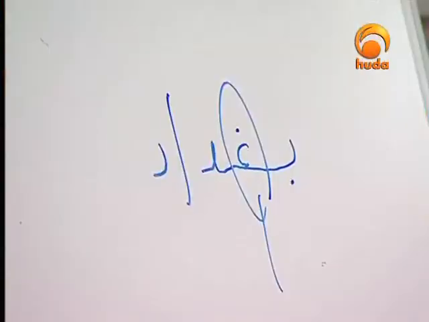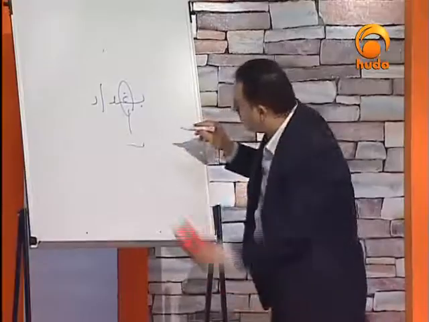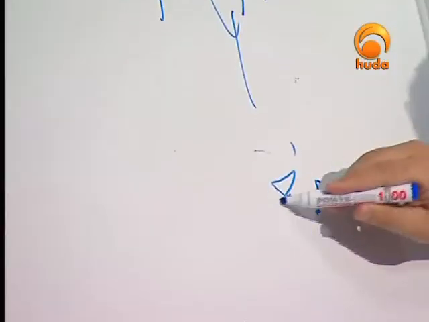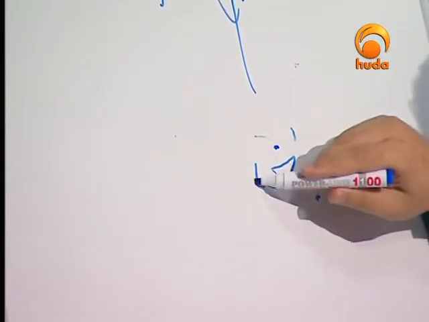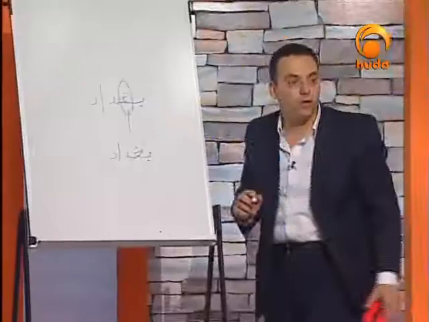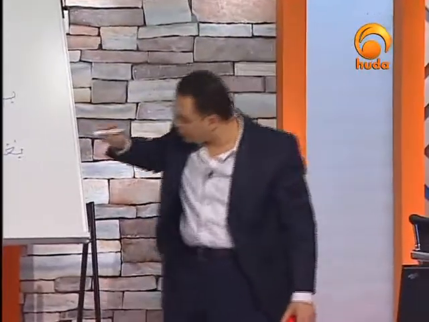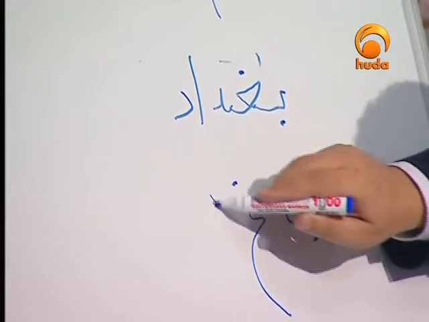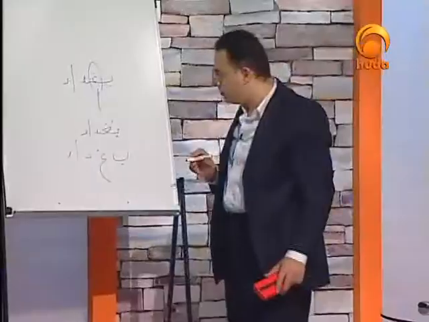Ghain is sometimes written closed in this way. We have just one hook. We make a kind of closed ghain, and then we put dal here, alif and dal. Can you follow me writing this? Da, ghain, dal, alif, and dal. Yes, we have it. Interesting.